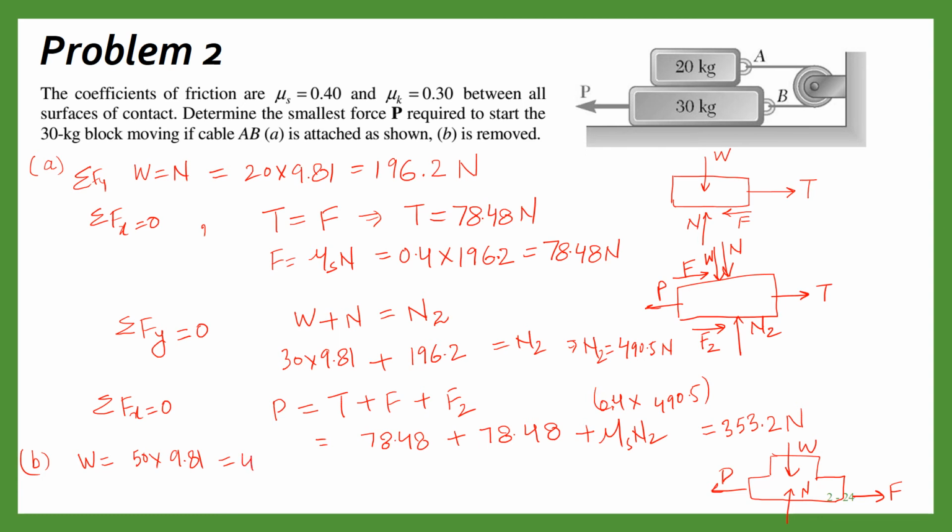Now W will be equal to the total of this, so 50 into 9.81, that comes out to be 490.5 Newton. Then P minus F will be equal to 0 in the x direction, so P will be equal to F, which is equal to mu s into N, that will be 0.4 into 490.5, and when we solve it, it comes out to be 196.2 Newton.